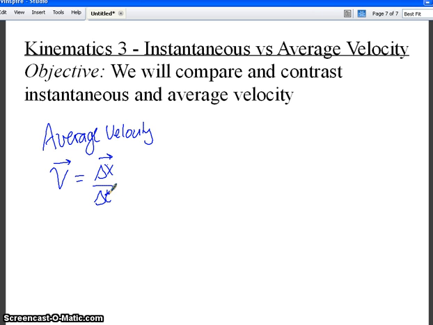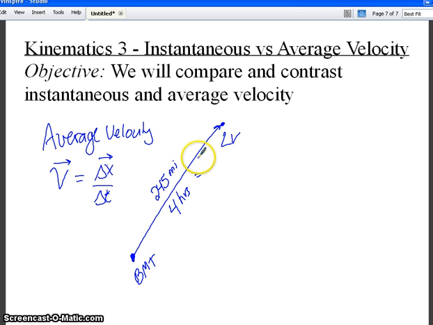So let's say, for example, just to give you a good example here, we start off in good old Beaumont, and we'll just assume for now that it is a straight shot to Las Vegas. This would be the displacement from Beaumont to Vegas, and that's about 245 miles. If we drove that in about 4 hours, we would have an average velocity of approximately 60 miles an hour.